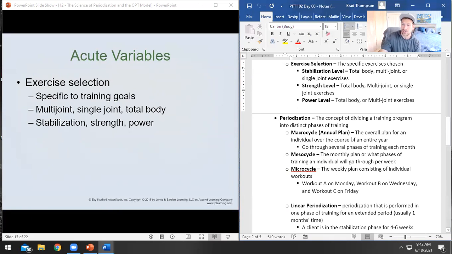So in terms of exercise selection, with stabilization clients, you're going to pick stabilization exercises. Strength clients, you're going to pick strength exercises, and power clients are going to pick power exercises. So there are a couple rules as to what would qualify for stabilization or strength or power movements.